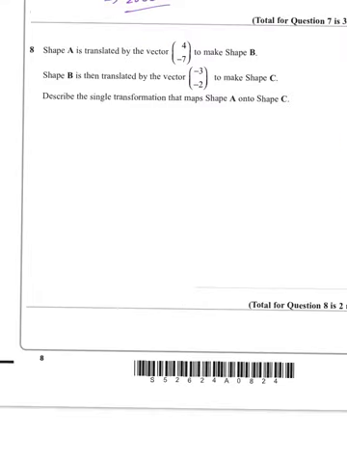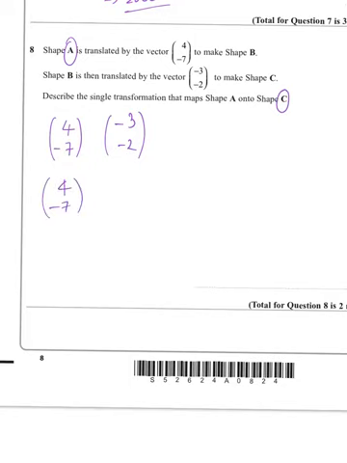Question 8. It says a shape A is translated by the vector (4, -7), and that will make us shape B. And then from shape B, that is then translated by the vector (-3, -2), and then we end up with shape C. So if you think about it, you want to go from A through to C. So the way of doing that is taking each vector and then adding.